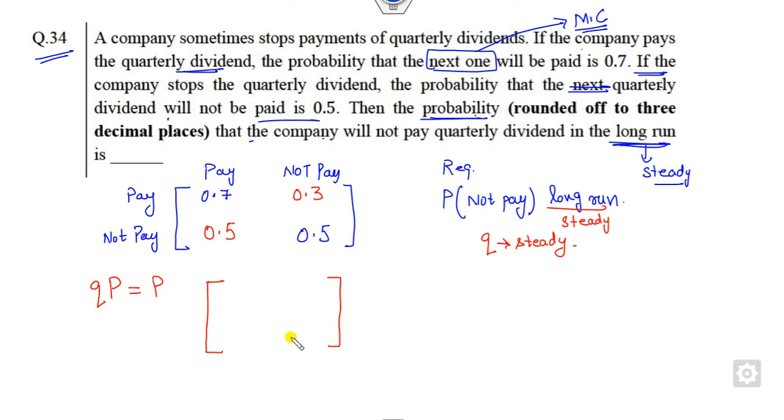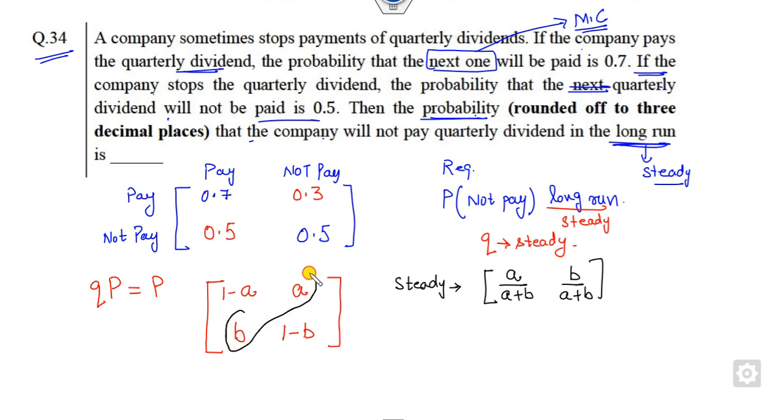The shortcut trick is, whenever there is a 2 cross 2 matrix with some diagonal entries, and this condition is satisfied, then the steady state probability is A upon A plus B and B upon A plus B. Remember, these are the diagonal entries. In this case, what are the steady state probabilities? A is 3, total is 8, so 3 by 8, and here is 5 by 8. But we need to find not pay. Not pay is my second case, so the right answer is 5 divided by 8.